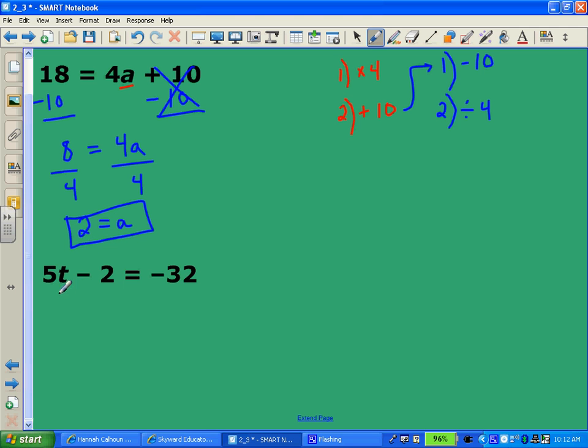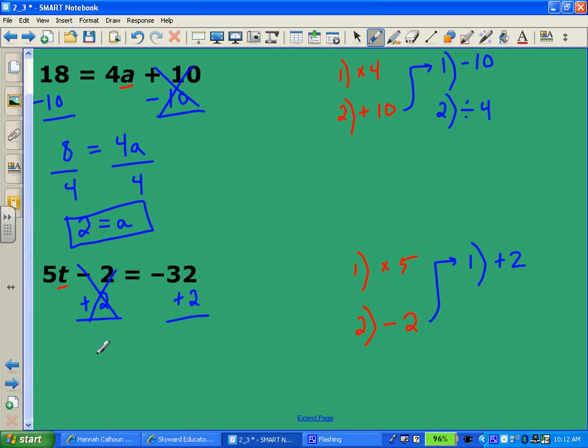So again, the first thing I do, I find my variable. Here it is. Here's t. So what's happening to t? Well, it's being times by 5 and minus 2. So again, I want to undo these in the opposite order. So opposite of minus 2, plus 2. So that's the first thing I'm going to do. Add 2 to both sides.